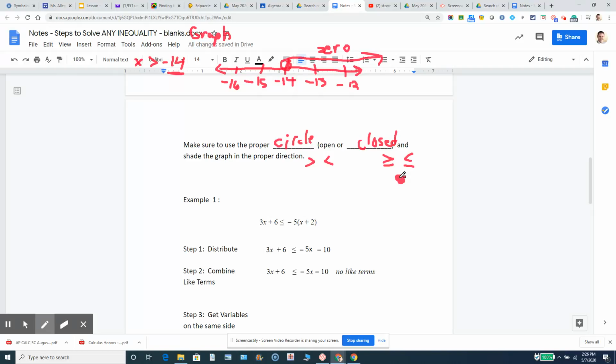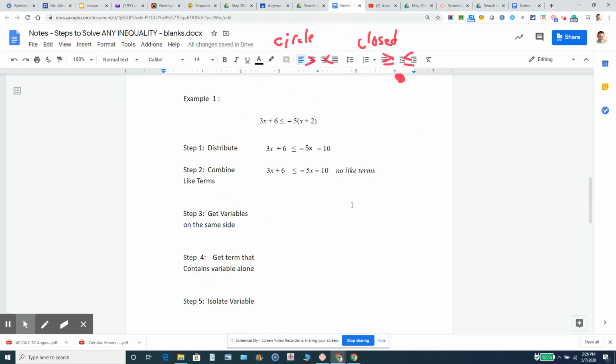So let's look at the first example, example 1 here. So we have 3x plus 6 is less than or equal to negative 5 times the quantity x plus 2. So the first step was actually already done for us. We distributed. So we multiplied -5 to both of these, and we get -5x minus 10. Now our second step is to combine like terms, but we don't actually have any like terms on either side. If you look at both sides, we have 3x plus 6 over here. Neither of these are like.